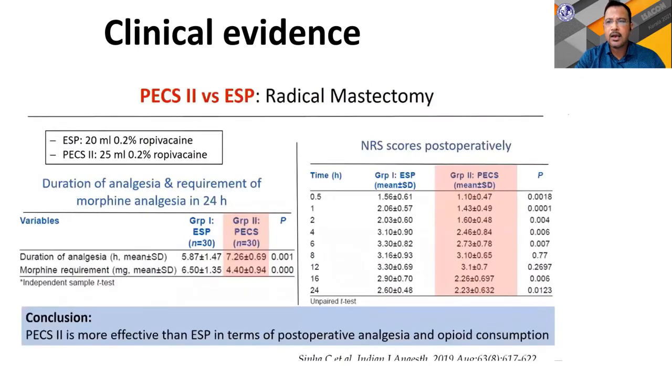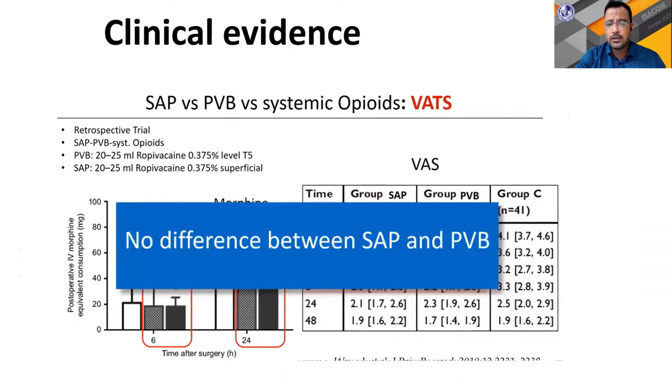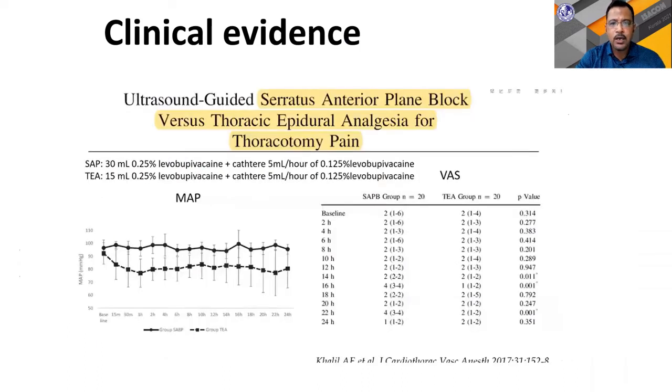less. And this is a paper comparing PEC-2 block with an erector spinae plane block. The patients who were given PEC-2 block had better VAS score and less opioid consumption. This is one paper which compared the serratus anterior plane block with a paravertebral block in VATS, and the NRS score was almost comparable between the two blocks. So the conclusion was there is no difference between the serratus anterior plane block and paravertebral block.